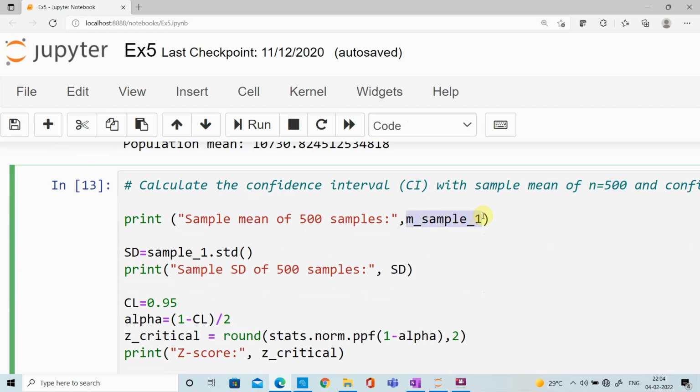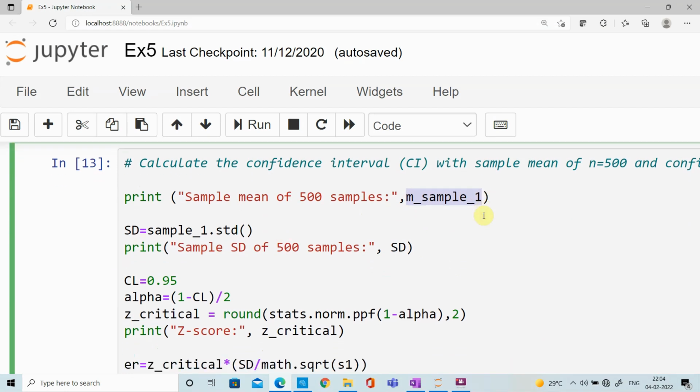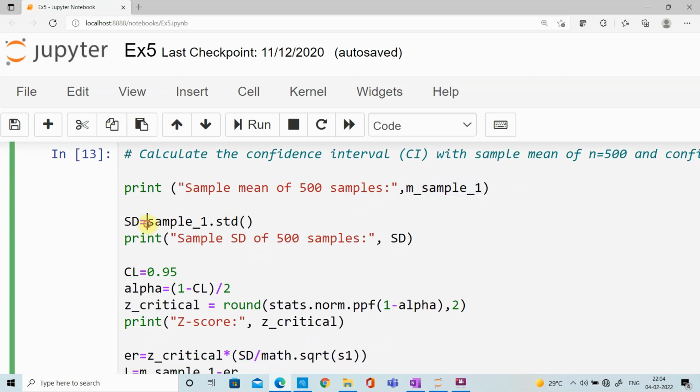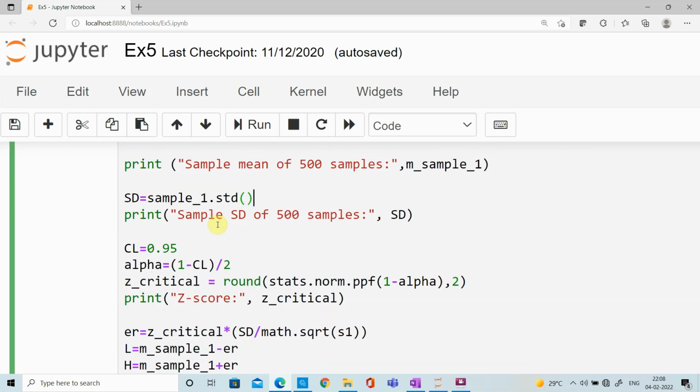Already for the 500 samples we calculated the mean, and for the same set of samples I am calculating the standard deviation. Next, you need to calculate the confidence interval. The confidence level is given, that is 0.95, that is 95%. You need to calculate the equivalent Z score for it. You know the value is 1.96, but through the program we need to calculate it.